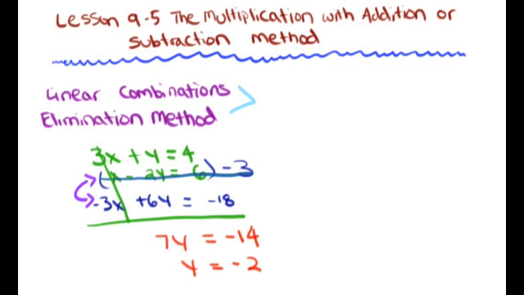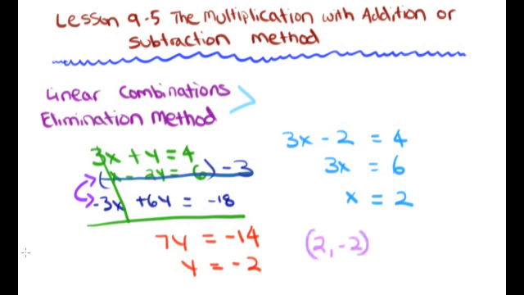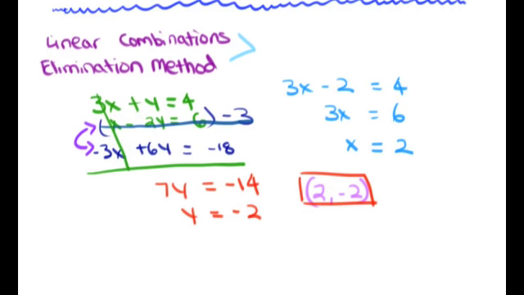And as before, we would just plug it back into the original equation. So we get 3x minus 2, because y is negative 2, is equal to 4. So 3x is equal to 6. Therefore, x is equal to 2. So our answer to this linear system of equations is 2, negative 2. And that is our answer. So that is basically the method.